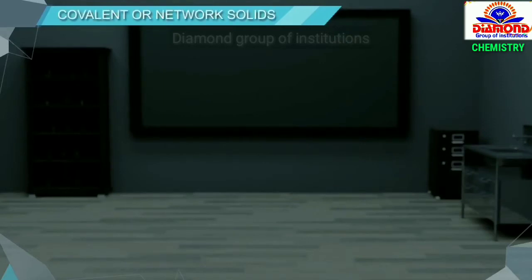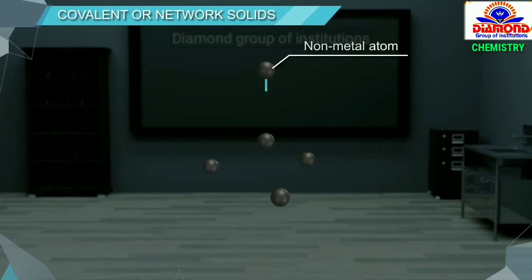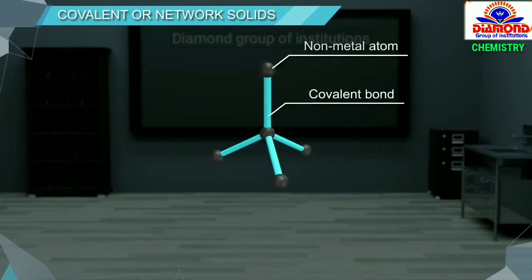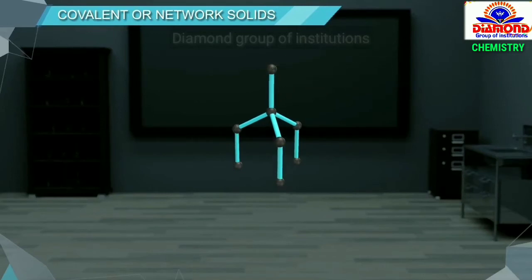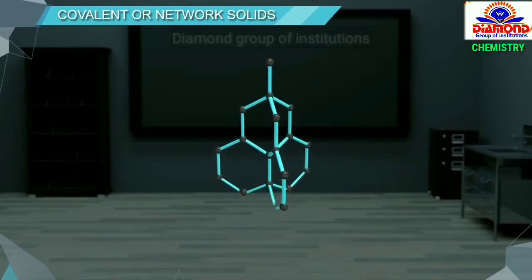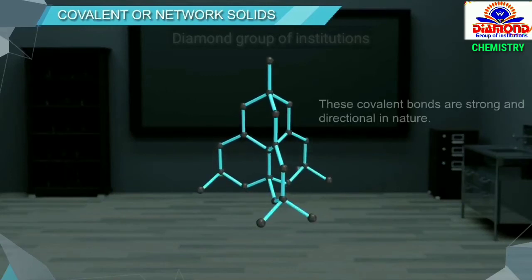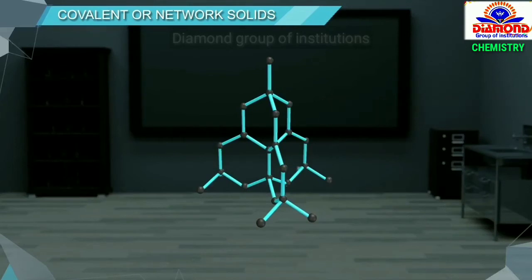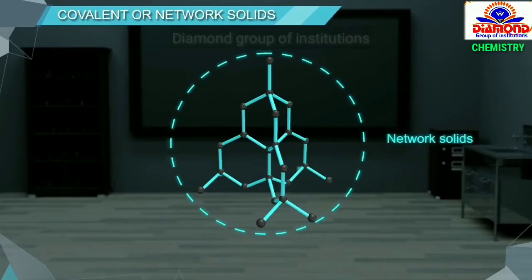Now, let us discuss covalent solids. These are crystalline solids in which the constituent particles are non-metal atoms linked to adjacent atoms by covalent bonds throughout the crystal structure. As a result, a network of covalent bonds is formed. Due to this large network of covalent bonds, these solids are also known as network solids.